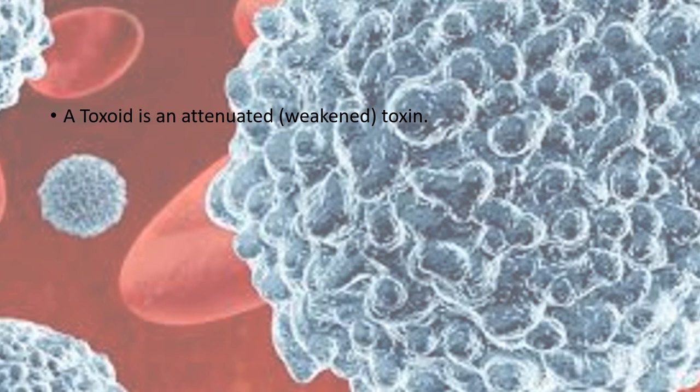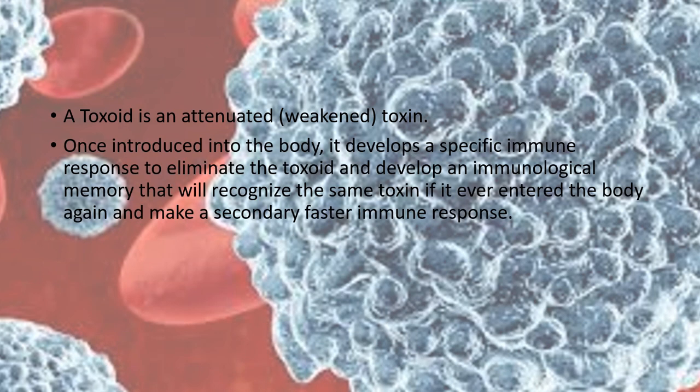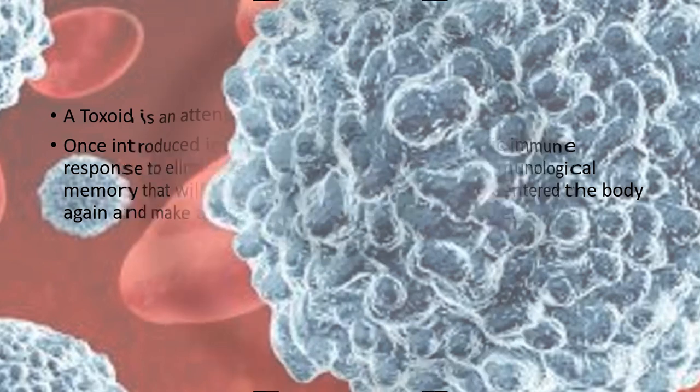Remember that a toxoid is an attenuated or weakened toxin. It can also be killed toxin. Once introduced into the body, this toxoid doesn't harm the body itself, but still the body will form a specific immune response to eliminate it, and the body will develop an immunological memory which will remember the same toxin if it accidentally entered the body again. Due to the presence of the memory cells, the secondary immune response is of course going to be faster than the primary one.